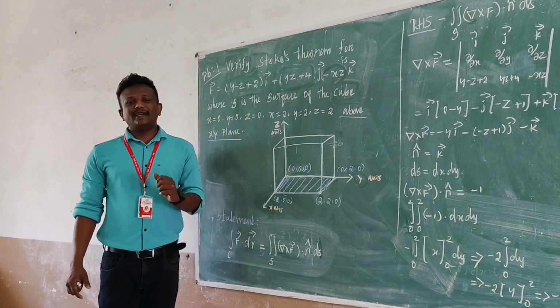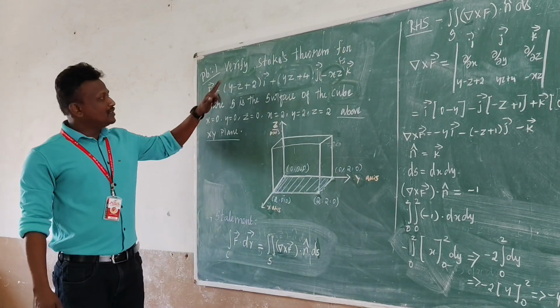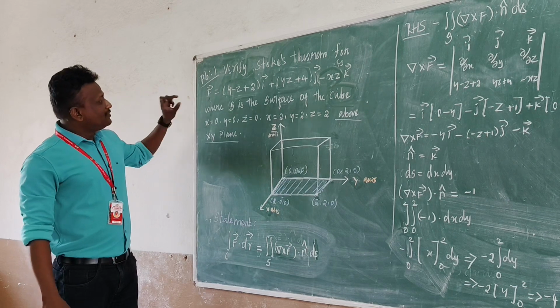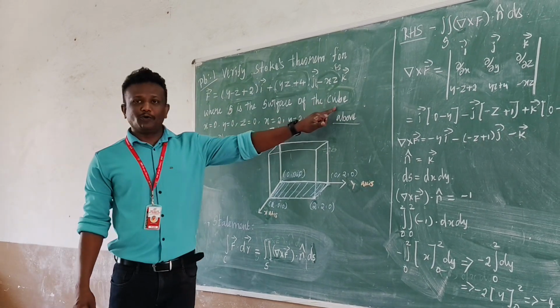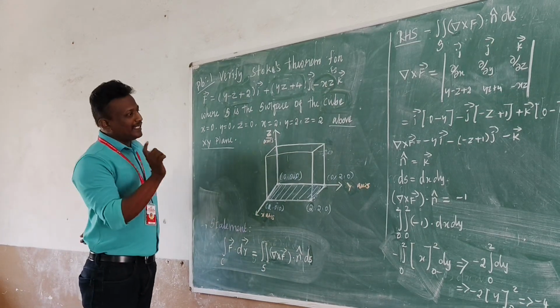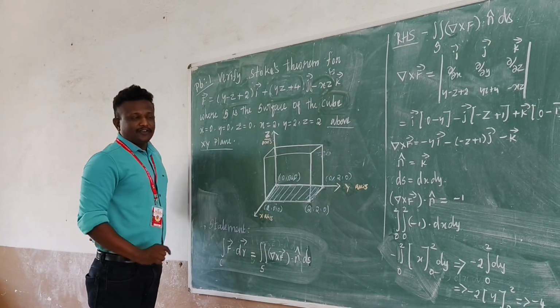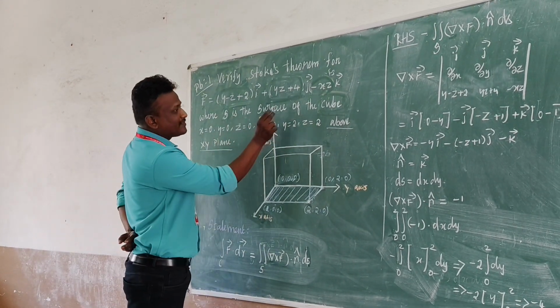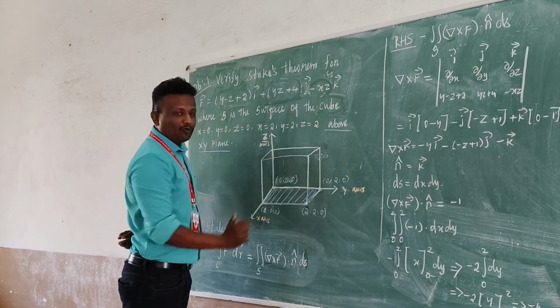Hello everyone. Today we are going to verify Stokes theorem for this F vector, where S is the surface of the cube, for these boundary lines. So first we have to draw the diagram for the given data. As the given surface is a cube, I have drawn a cube.